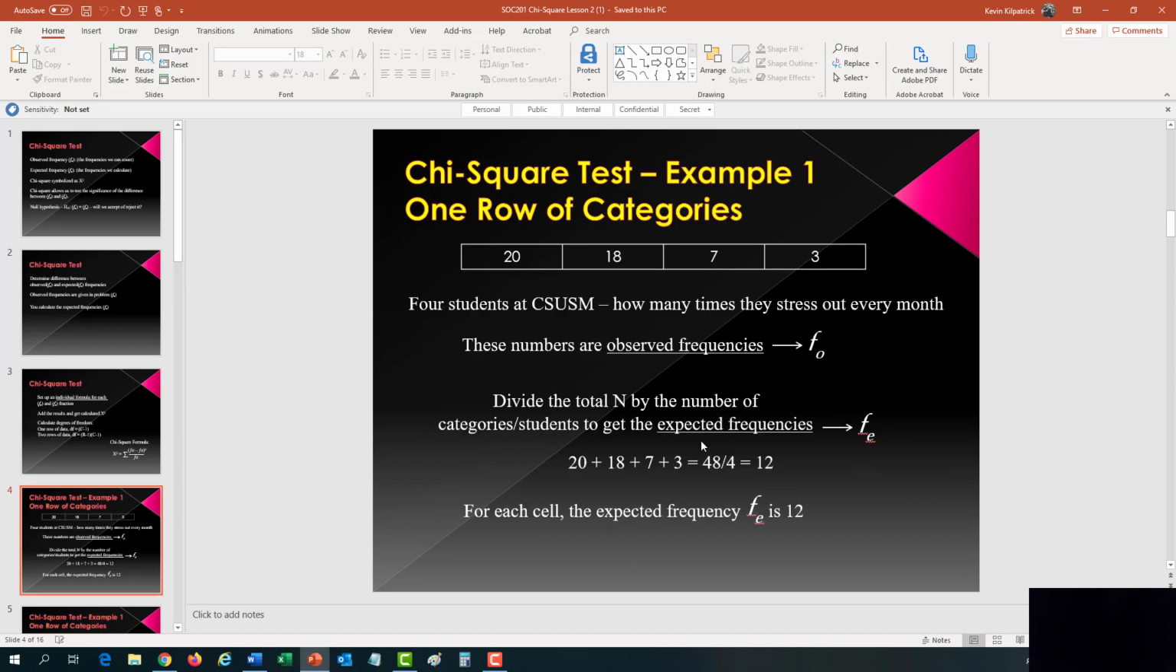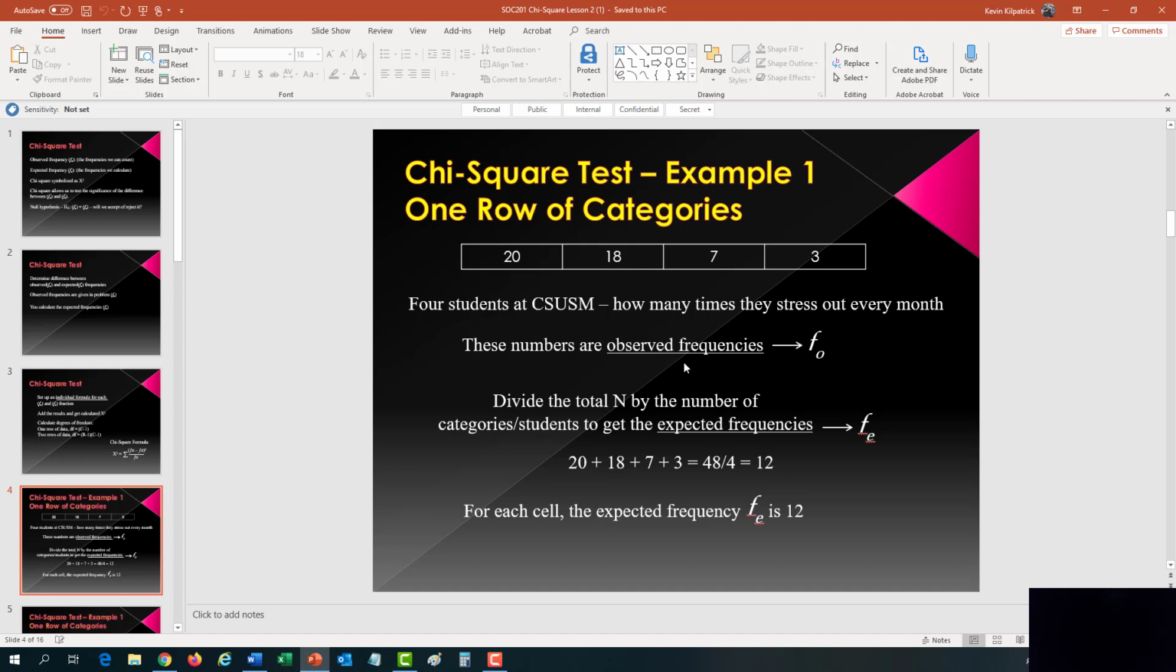Okay, here's an example of a problem with just one row of categories. And here you see this little tiny table with one row of categories. For students at CSUSM, how many times they stress out every month? It's a good thing they didn't put me in here, because there'd be another cell here with like 500. That's how many times I stress out every month. Okay, but we have the first student stresses out 20 times a month, the second student 18, the third student 7, and the Stepford student who only stresses out 3 times a month. All 4 of these numbers are observed frequencies.